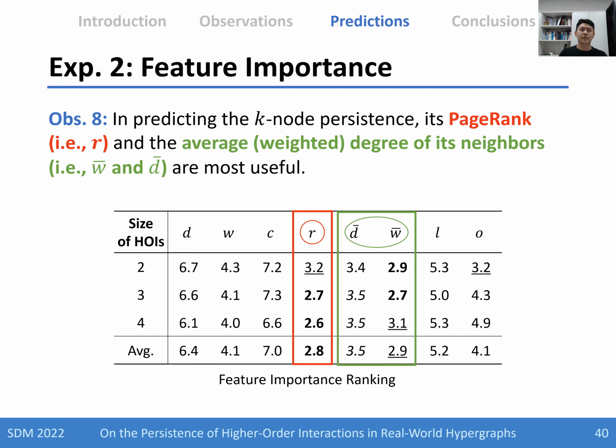For problem 2, on average, page rank and the average degree of neighbors are most important among the features. Our findings are supported by the feature importance rankings in this table.